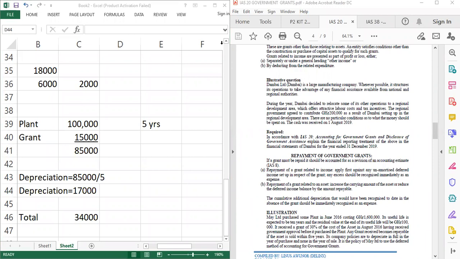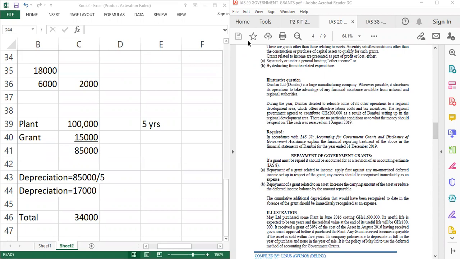Okay, Joyce, the thing is, for all the grants, the condition is the entity should be sure that they will comply with the conditions attached to the grants. The grant will actually be received. So if the revenue grant is given in relation to you employing employees, 50% of the workforce of your employees should be local or Ghanaians. That is the grant given to you for 5 years. And you are not able to do that, then the grant will become repayable.